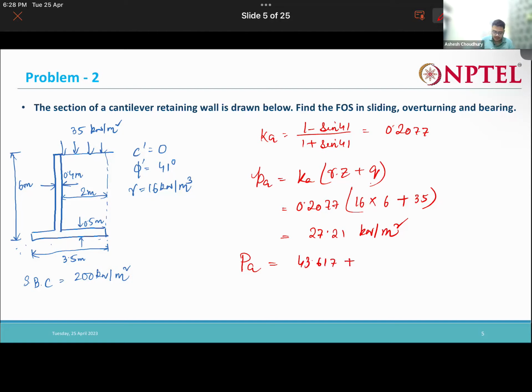Plus half into Ka into gamma into height squared, which is 59.817. So it will be 43.617 plus 59.817, which is 103.43 kilonewton per meter.